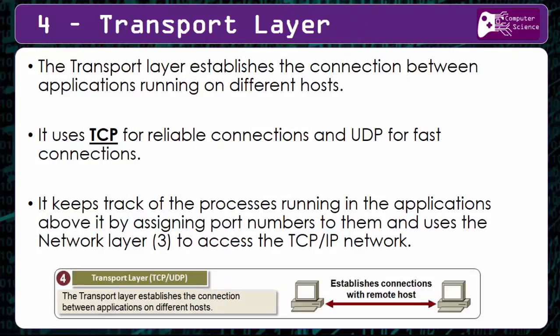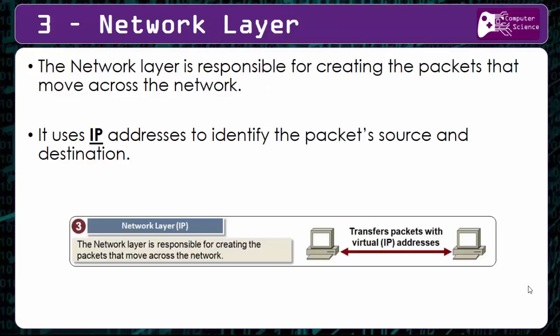Layer 4 is the transport layer, and this establishes connections between the applications running on the different hosts. For a reliable connection it uses TCP, and it uses UDP for a fast connection. It keeps track of the processes running in the applications above it, assigns port numbers to them, and uses the layer below it, the network layer, to access the TCP/IP network. Layer 3 is the network layer. This is responsible for creating the packets that are going to move across the network, and it uses the IP addresses to identify the packet source and its destination.